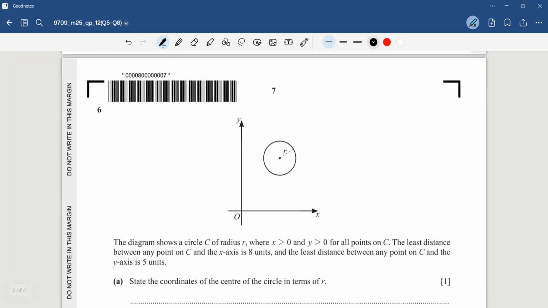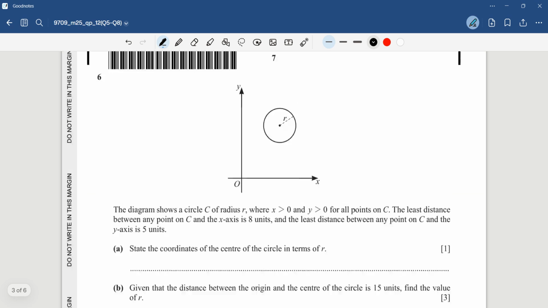So for question number 6, the diagram shows a circle with center C and radius r, where x more than 0, y more than 0 for all points on C. The least distance between any point on C and the x-axis is 8. So this could be the least distance from the x-axis, which is 8. And the least distance between any point on C and the y-axis could be 5.